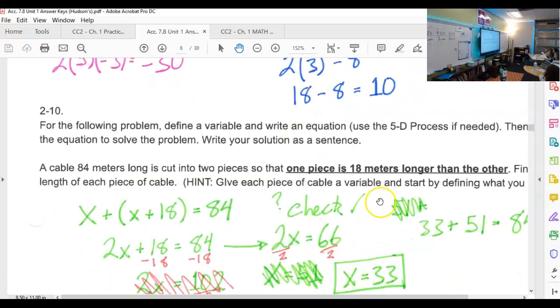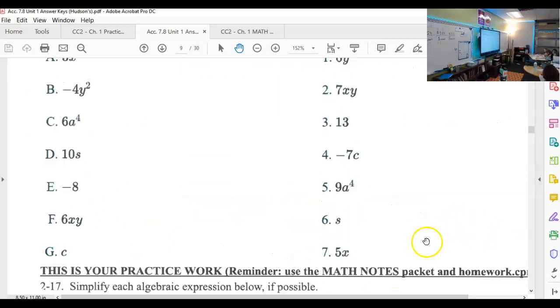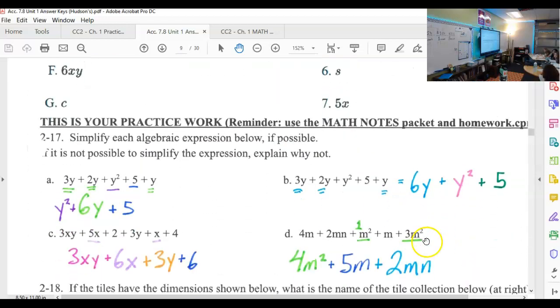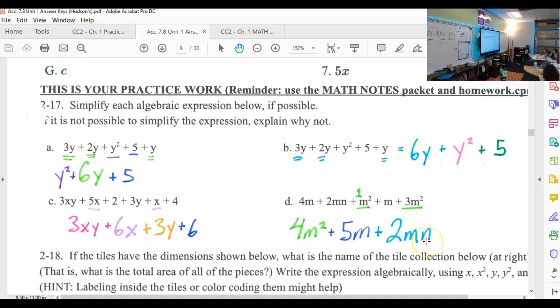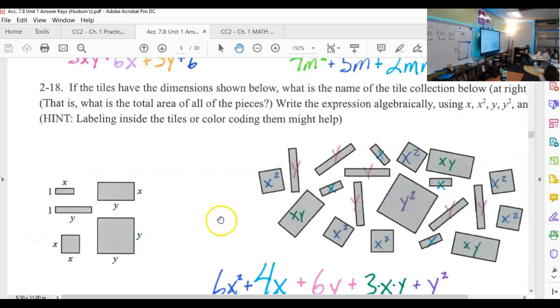Two different lengths of cable. X equals 33, and then the other one equals 51, right? 33 and 51. It's okay if you didn't choose a variable. That's okay. No, that's not the one where I forgot my one value.